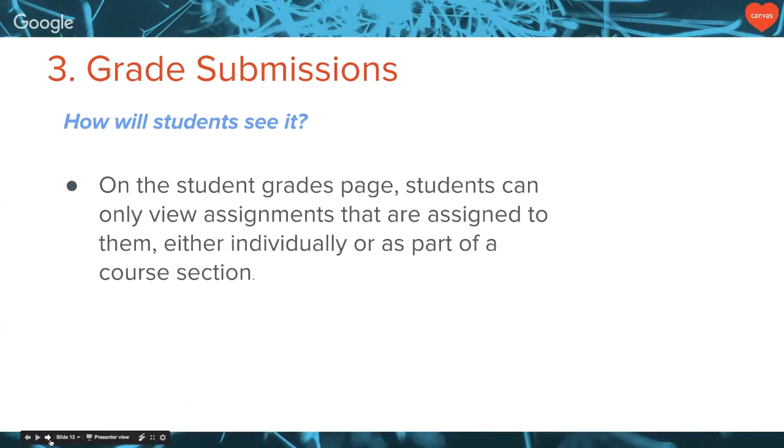And from the student perspective, on the Grades page, students can only view the assignments that are assigned to them, either individually or as part of a course section or group. So there won't be a lot of confusion. They're not going to see multiple different assignments. If they're not part of that section or that group in the differentiated assignments, they won't see it. They'll only see the things that are relevant to them.